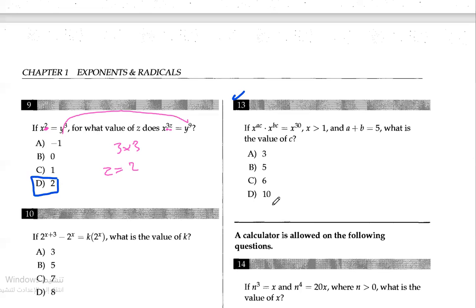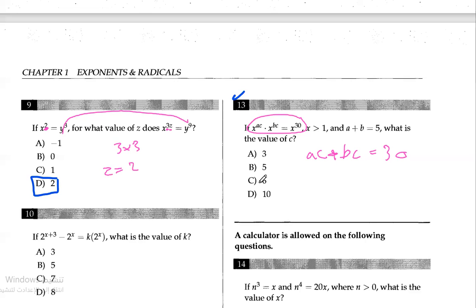If x to the power ac multiplied by x to the power bc equals x to the power 30, and x is greater than 1, and a plus b equals 5, what is the value of c? At the beginning, they said this, which means that if they're both x, we're just going to talk about the exponents: ac plus bc equals 30. Because with the same base x, when you multiply, you add the exponents, equals 30.